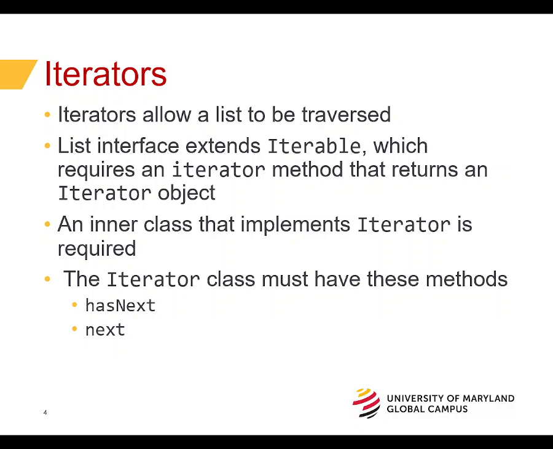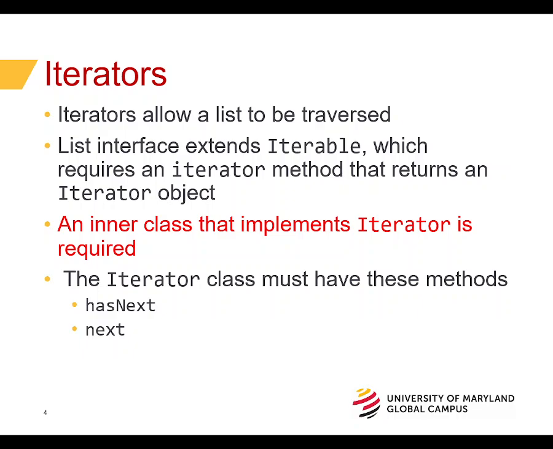In addition to the previous operations, we will require lists to have iterators. Iterators allow the list to be traversed in the defined order. Our list interface extends the predefined Java Iterable interface. That interface requires the presence of a method iterator that returns an object of type Iterator with a capital I. So an inner class that implements Iterator is required.